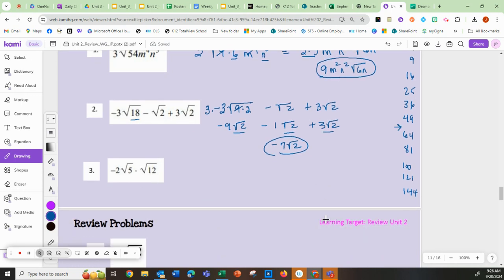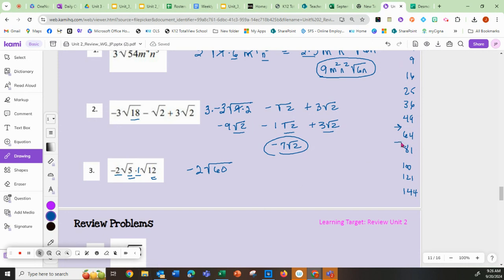In example 3, I'm multiplying. So the rule when we're multiplying is we multiply our outside numbers. So -2 times +1 is -2. And then we multiply our inside numbers and we put that product back inside the square root. So I get negative 2 square root of 50.